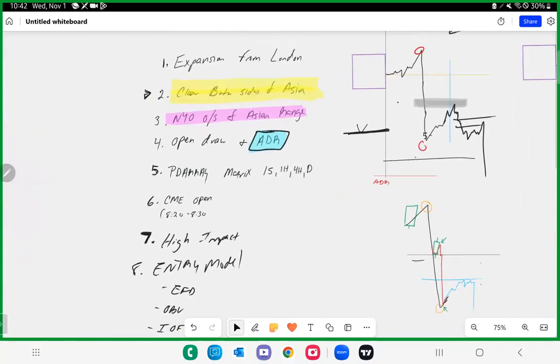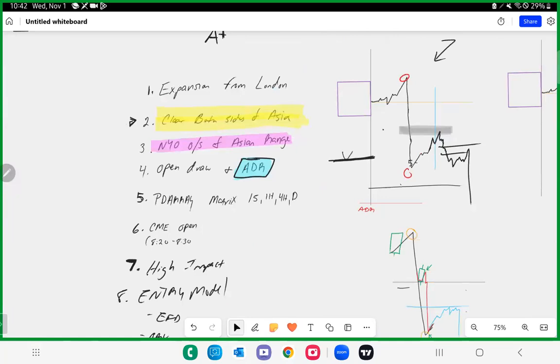Now something else that's key is you guys know how we speak about the open draw. Let's say this is that previous day's low, and price runs out that previous day's low. You're looking at the New York session, and you know that we have lower levels to attack, just like today. Today is Wednesday, November 1st.